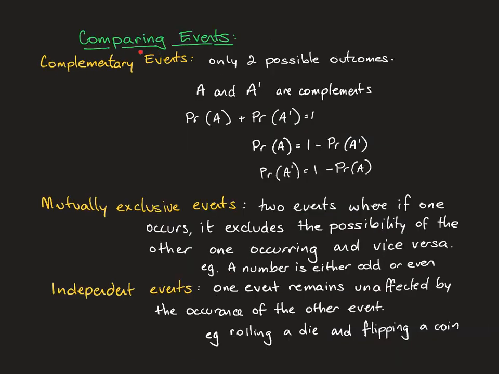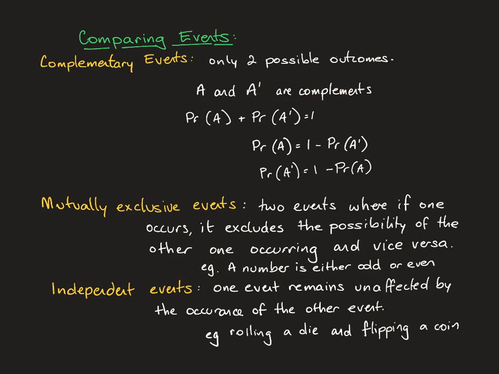And finally, we're going to look at comparing events. So we're going to look first of all at what we call complementary events. Complementary events are events where there's only 2 possible outcomes, A and A naught. We say this is A naught or A prime. A and A prime are complements.